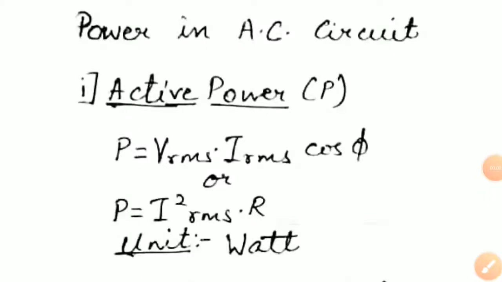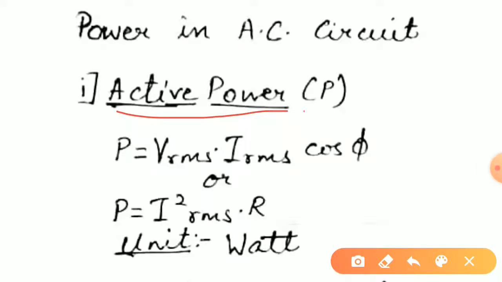Let us see about equations of these power. The first type of power in AC circuit is the active power, which is denoted by capital P. It is the power which is actually dissipated in the circuit. It can be given by the equation P is equal to Vrms into Irms cos phi, or it can be given as P is equal to I square rms into R. Unit for active power is watt.